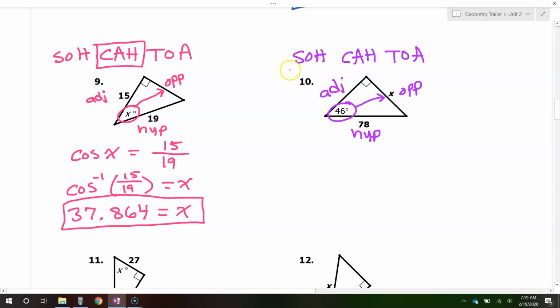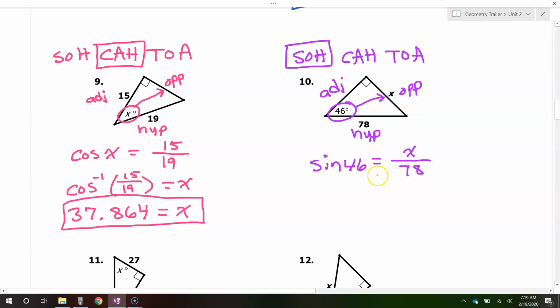Sohcahtoa. Which one are we going to use? Look at the sides. We have the x and we have the 78. That's opposite and hypotenuse. That means we will use the sine function because it involves opposite and hypotenuse. Specifically, sine of the angle will equal opposite over hypotenuse, so that is x over 78.